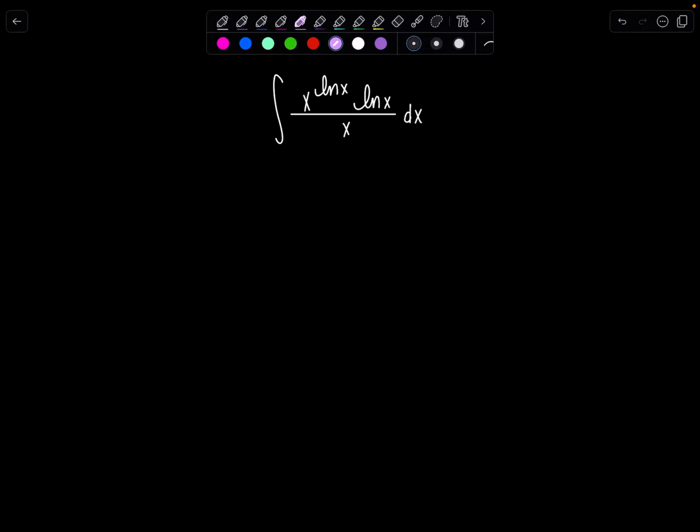Here's your latest integral of the day. We have an indefinite integral of x raised to the natural log of x, times natural log of x divided by x, dx. All this integral requires is u-substitution, but you have to do something just a little bit sneaky or kind of clever, which is why I really like this integral.